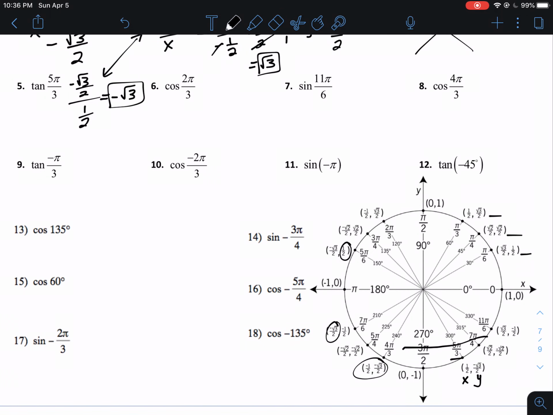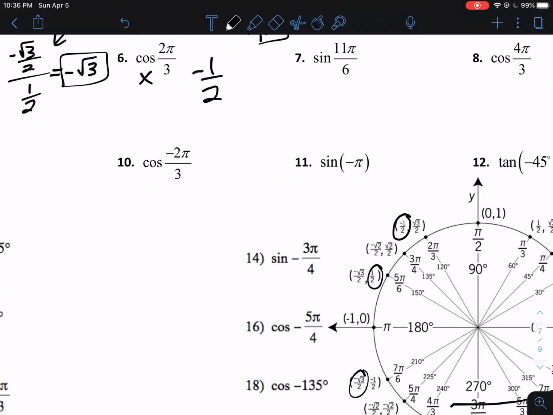Okay, let's go to number 6. So cosine of 2 pi over 3. Cosine, remember, is just the x value. So 2 pi over 3, x value is negative 1/2, and there's your answer. Okay, let's skip around a little bit because I think a lot of these other ones are pretty straightforward. Let's take a look at number 10.